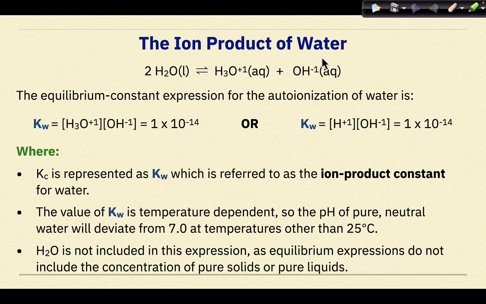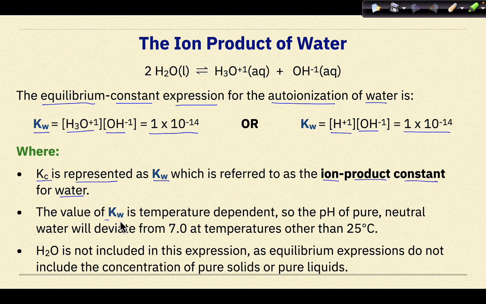The ion product of water. Consider the equation above. The equilibrium constant expression for the autoionization of water is Kw is equal to the hydronium ion concentration times the hydroxide ion concentration, which equals 1 × 10⁻¹⁴. Another way to express this is hydrogen ion concentration times hydroxide is also equal to 1 × 10⁻¹⁴ because we know the use of the hydrogen ion and the hydronium ion is interchangeable. In these situations, Kc is represented as Kw, which is referred to as the ion product constant for water.